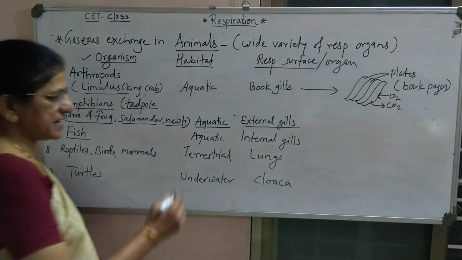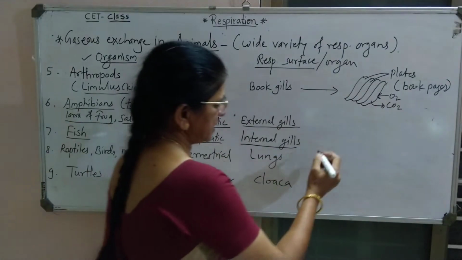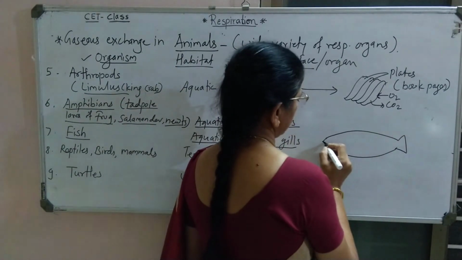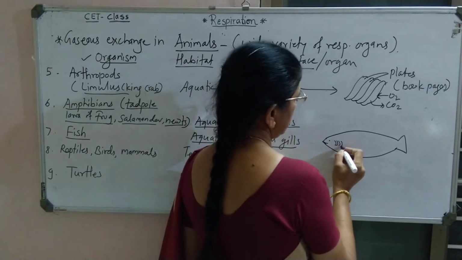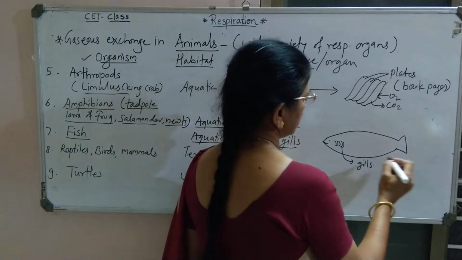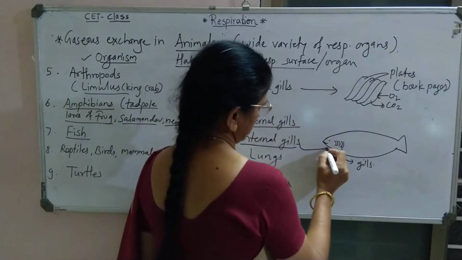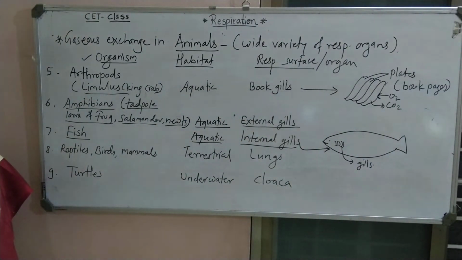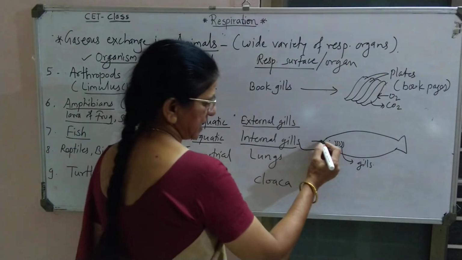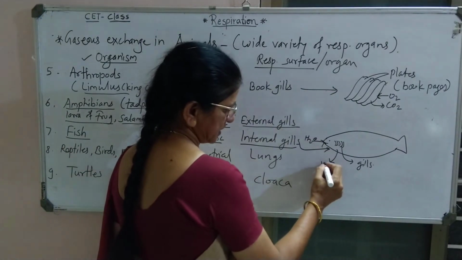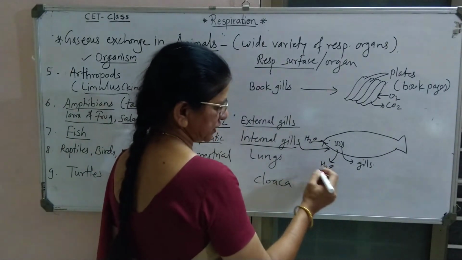All of them are aquatic in habitat and they possess internal gills. For example, if you draw the diagram of fish, they possess such paired gills. Minimum 5 pairs of gills are present in fish, and these are internal gills. These internal gills are provided with lots of blood capillaries, highly vascularized. Water enters through the mouth and leaves out, passing over the gills, and during this the gaseous exchange occurs.